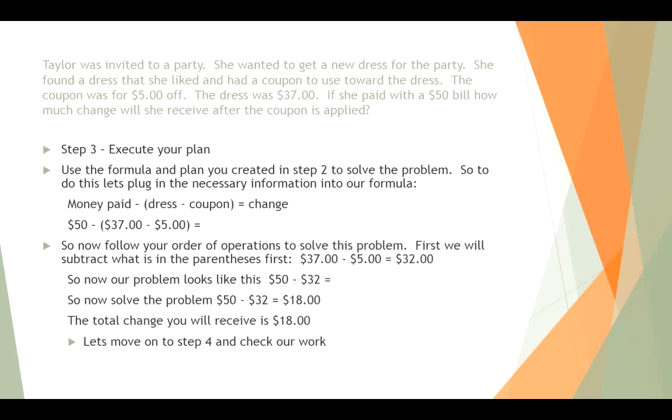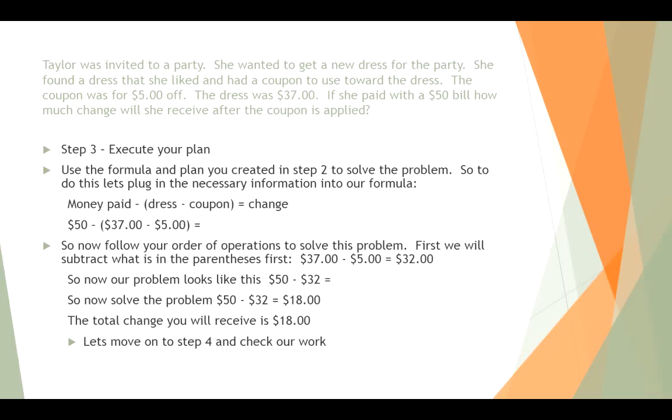Now we're going to execute our plan. Our formula was money paid minus dress minus coupon equals the change. Let's plug in the necessary information from our problem into the formula to solve. So it's going to look like this. $50 minus, parentheses, $37 minus $5, close parentheses, equals. So, first, let's subtract what's inside the parentheses. That's our order of operations. We want to make sure that we do what's inside the parentheses first. So we will take $37, subtract $5 from that, and that gives us $32.